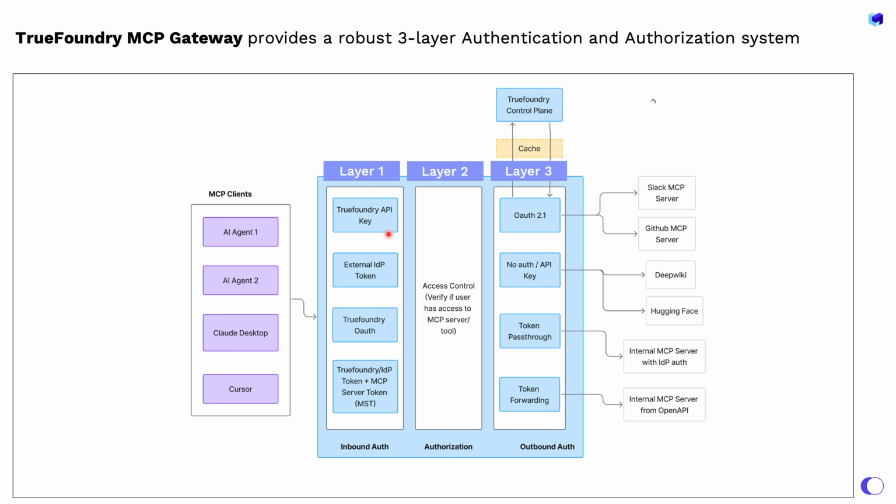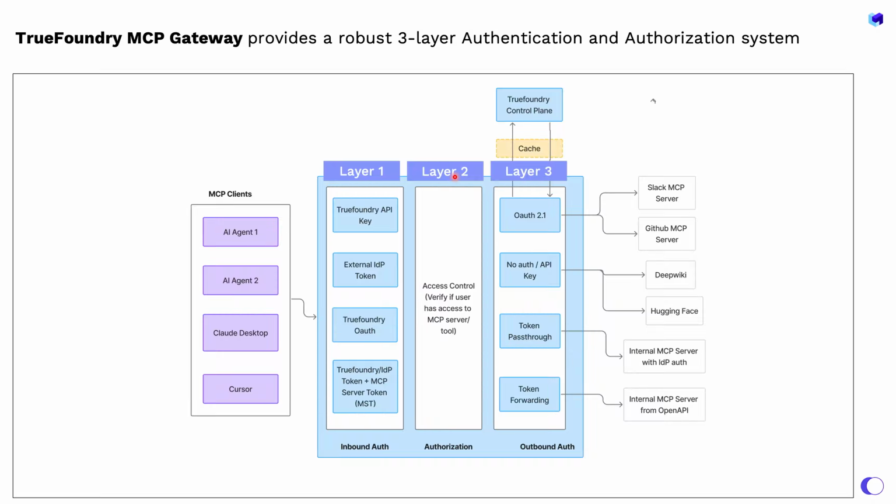There is a TrueFoundry API key. There can be an external IDP token, which is issued by your IDP. There's TrueFoundry OAuth. And there is finally one more mechanism where, along with the TrueFoundry or IDP token, you can pass in an additional token which will be used in the outbound auth, which will be actually used to authorize to the MCP server. So there are 4 key mechanisms.